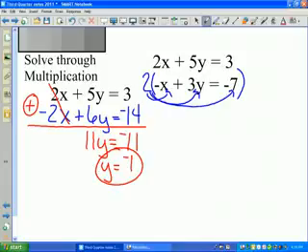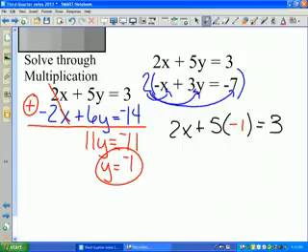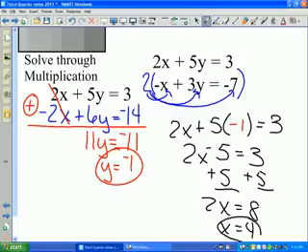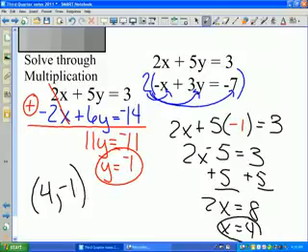So I'm going to take that -1 and substitute it in for one of my y's. I'll use the first equation. So we have 2x plus 5 times my -1 equals 3. 5 times -1 gives me a -5 equals 3. Bring down my 2x, add 5. So I have 2x equals 8, therefore x equals 4. So my point of intersection for this case is 4, comma, negative 1.